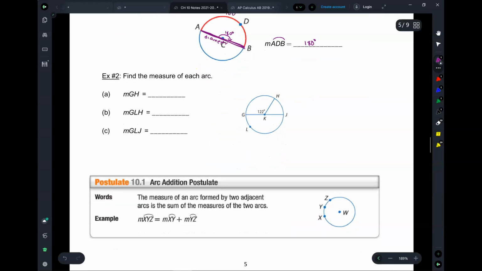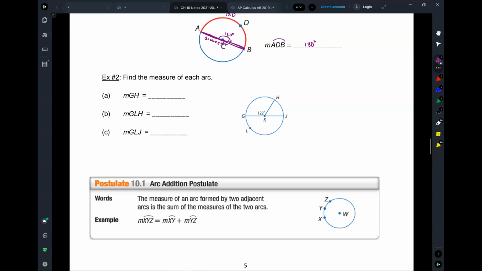All right, so let's take a look here. Let's see how the measures of these arcs are gonna pan out. So we need the measure of arc GH, GLH, and GLJ. Okay, so measure of arc GH, that's this minor arc over here. And since the central angle is 122, then so is that one, 122.